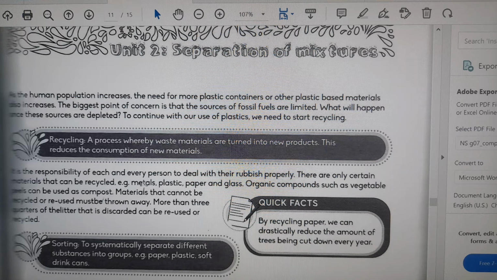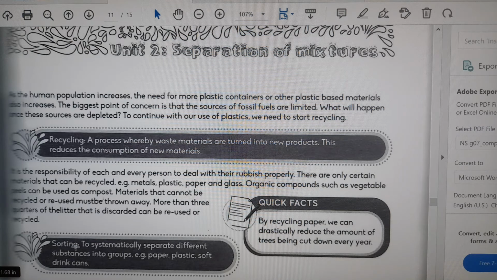For example, metals, plastic, paper, and glass. Organic compounds such as vegetable peels can be used as compost. Most materials that cannot be recycled or reused must be thrown away. More than 3/4 of the litter that is discarded can be reused. So 75% of what we discard or throw away can be reused or recycled.